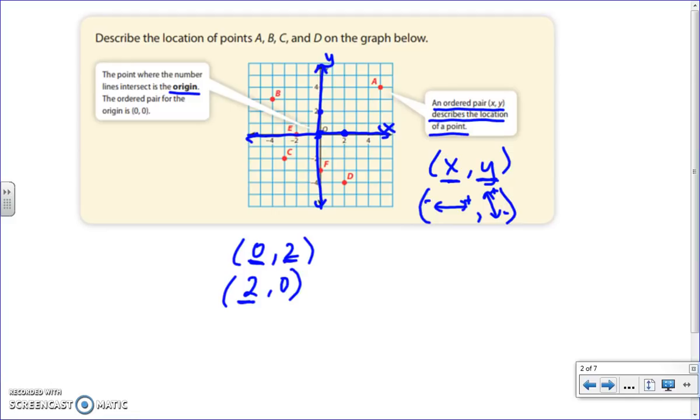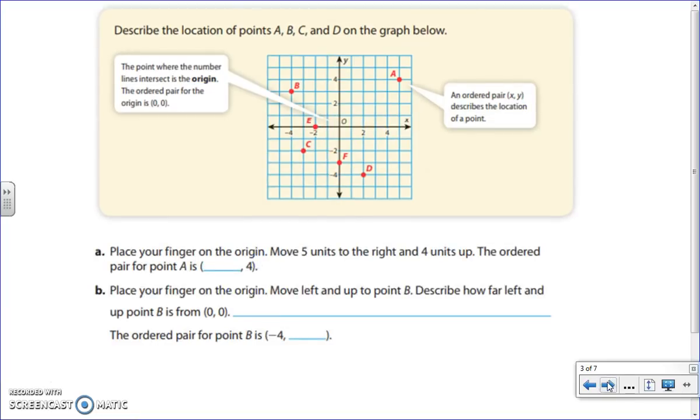That's one of the more confusing parts of the coordinate plane, when the points are actually on an axis. What we're going to learn here in a second is about quadrants, and we'll talk about these instances when you have points on the axes. They're not actually in one of the quadrants. So let's move on and take a little look at the examples.